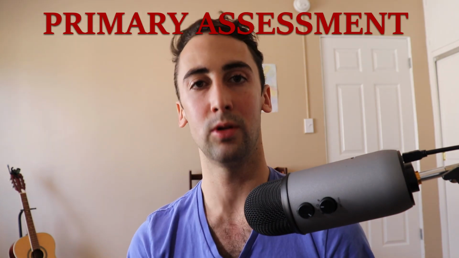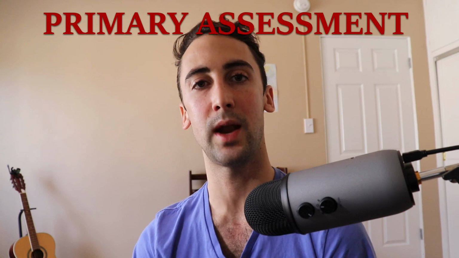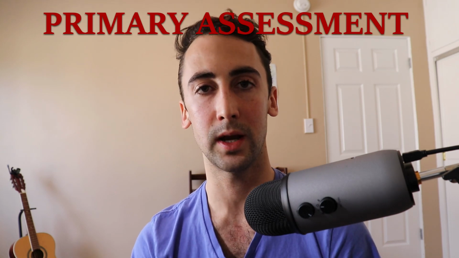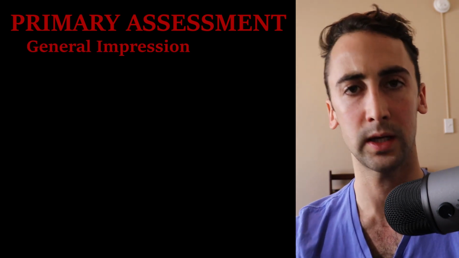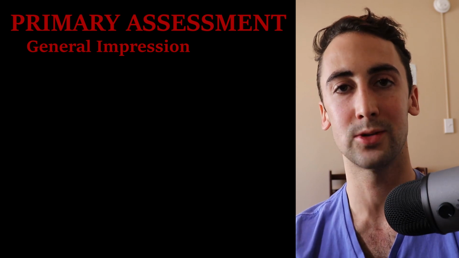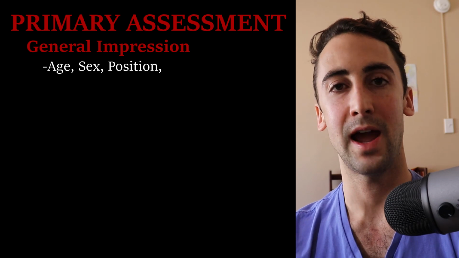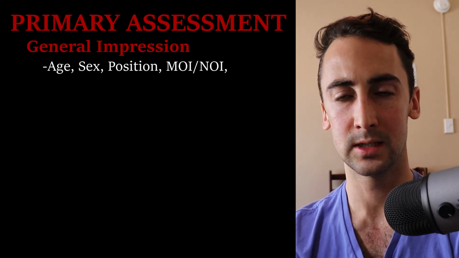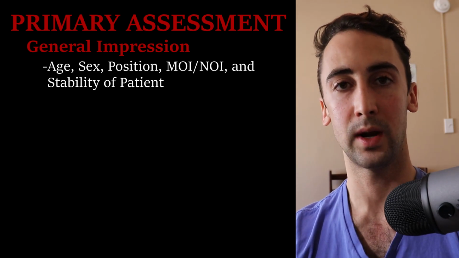Moving right along through the assessment, we are going to jump into the primary assessment. The goal of the primary is essentially to find and rapidly treat any life-threatening conditions that are going on with our patient. The first part of the primary is going to be to form a general impression. So this is going to be when we're actually walking up to our patient and visualizing them. We're going to be making a mental note of things like their age, sex, position found, MOI, NOI possibilities, and are they stable or unstable currently? Are they in a life-threatening situation?